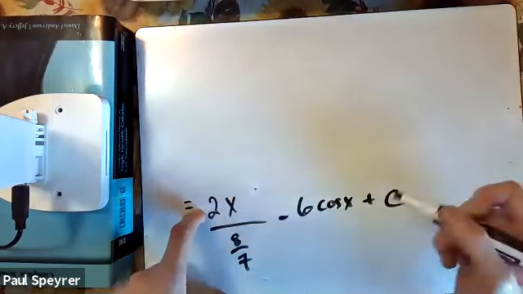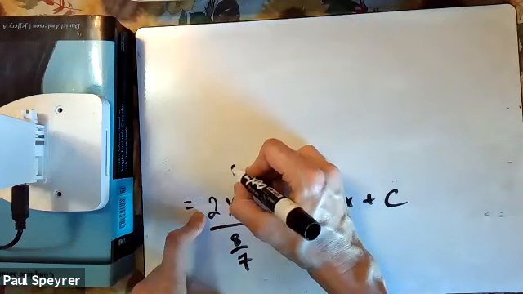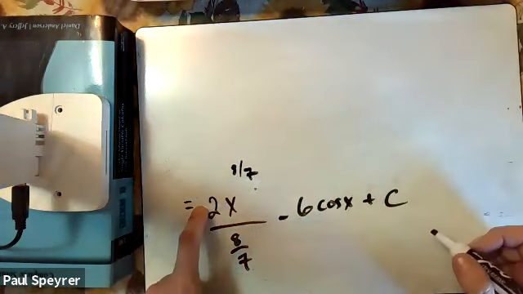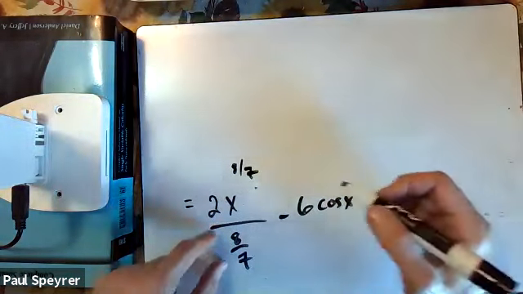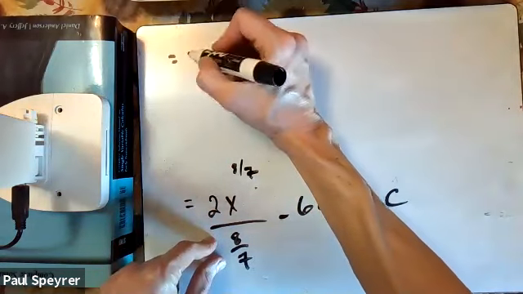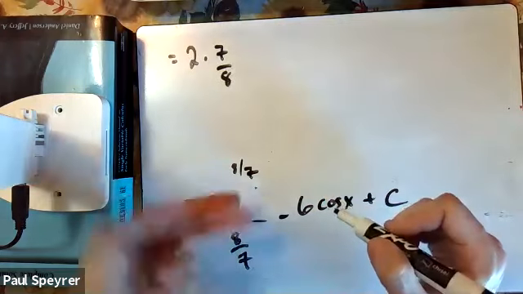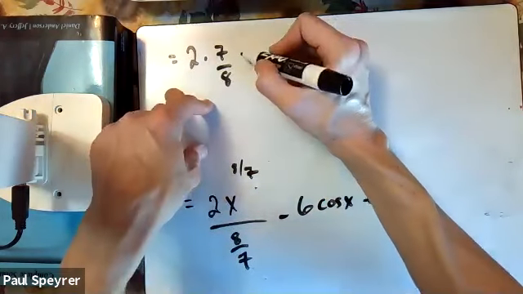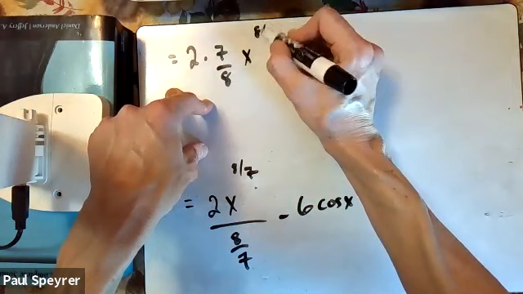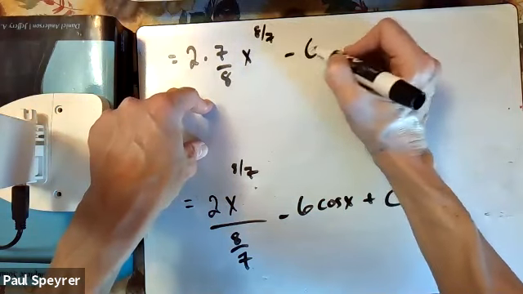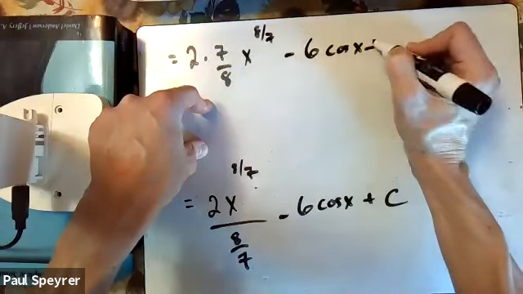So remember, when you have a number over a fraction, you can rewrite this, right? This is the same thing as saying 2 times 7/8. You just flip this and bring it up top. So 2 times 7/8, x to the 8/7 minus 6 cosine of x plus C.